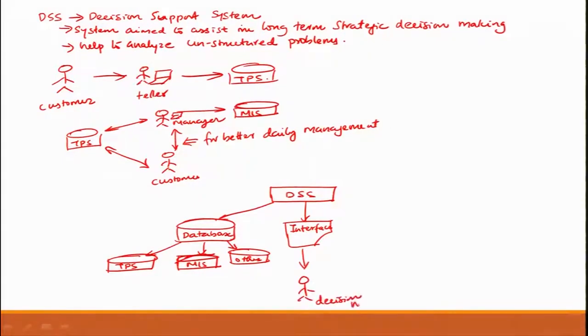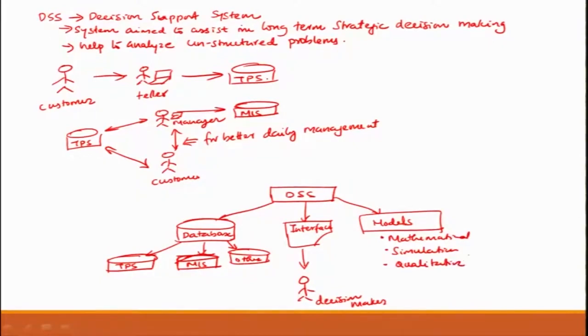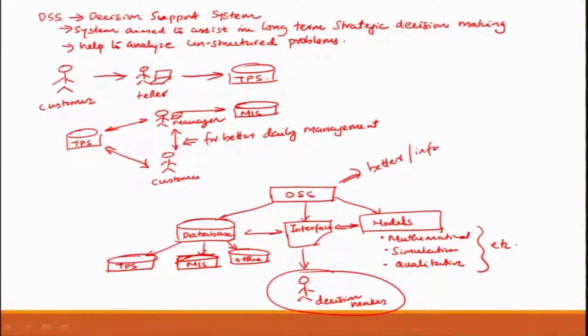It also has different models, okay. These models might include mathematical, then could be simulation, then qualitative, there could be multiple models. And so in this case, what happens is, using the interface, the DSS allows the decision maker to interact with the data and the models, resulting in better, informed, rational decisions.